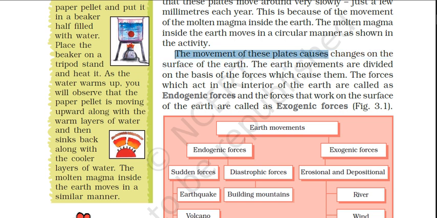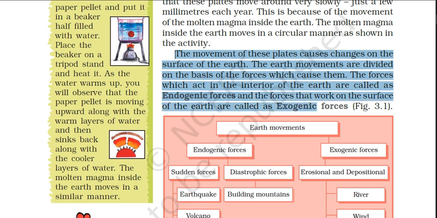The movement of these plates causes changes on the surface of the earth. The earth movements are divided on the basis of the forces which cause them. The forces which act in the interior of the earth are called endogenic forces, and the forces that work on the surface of the earth are called exogenic forces.